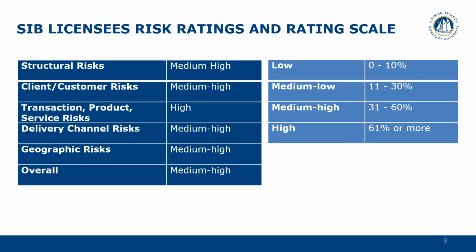And here are the high-level conclusions that were drawn. So structural risks, nature, size and complexity, were considered medium-high. Client and customer risks, medium-high. Transaction, products and service risks, high. Delivery channel risks, medium-high. Geographic risks, medium-high. And that led to an overall risk rating of medium-high. And we'll come on to describe why particular areas were more high risk than others.